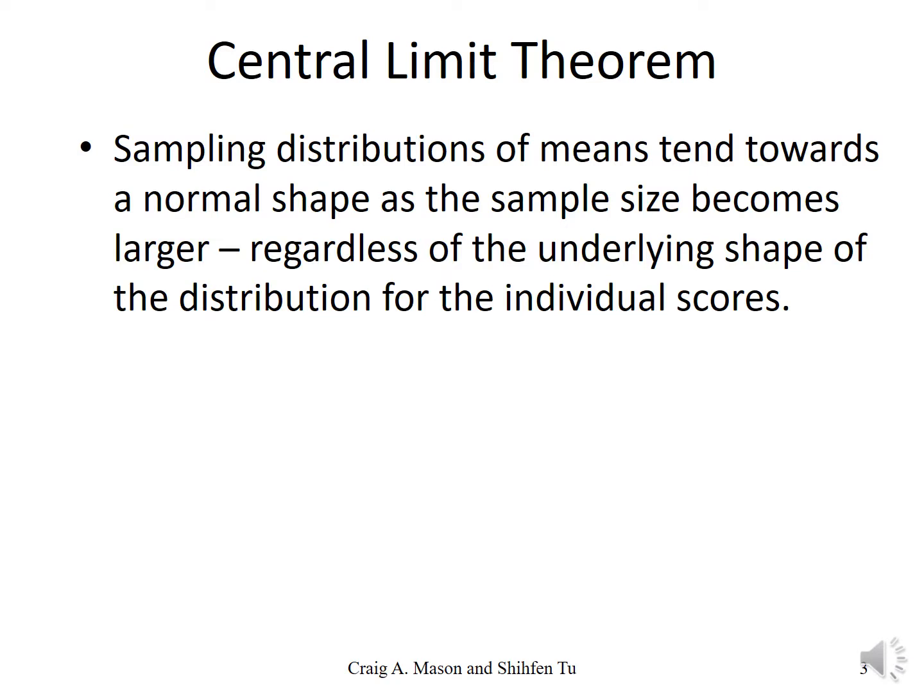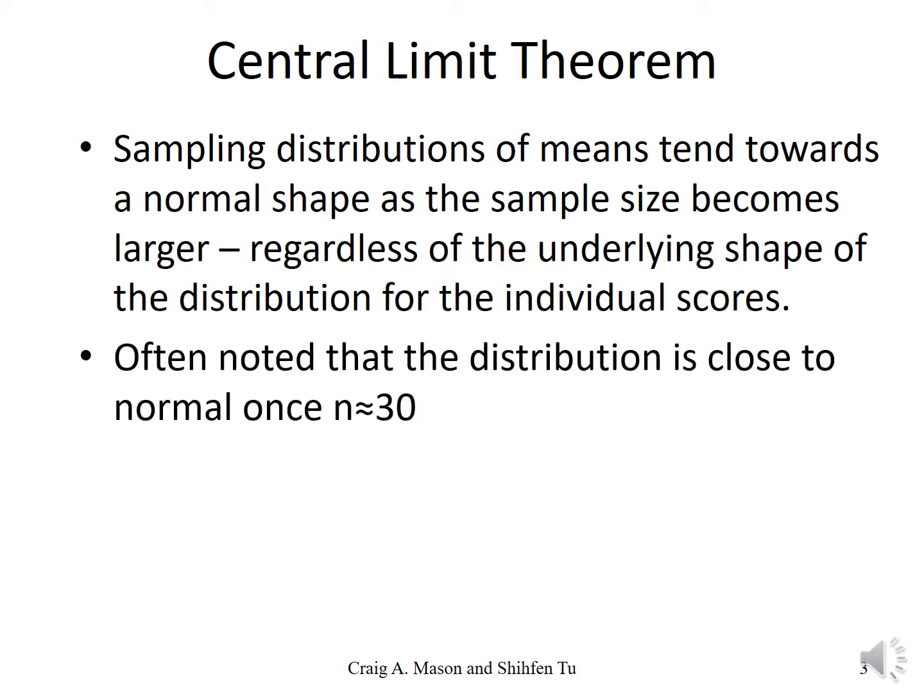The answer is no. Sampling distributions of means tend towards a normal shape as the sample size becomes larger, regardless of the underlying shape of the distribution of individual scores. We call this the central limit theorem. The larger the sample, the closer to normal the sampling distribution of means will be, regardless of the shape of the original data. How close is close enough? You'll typically see statisticians talk about a sample size of 30 being sufficient that one can assume the sampling distribution of the means is normal.